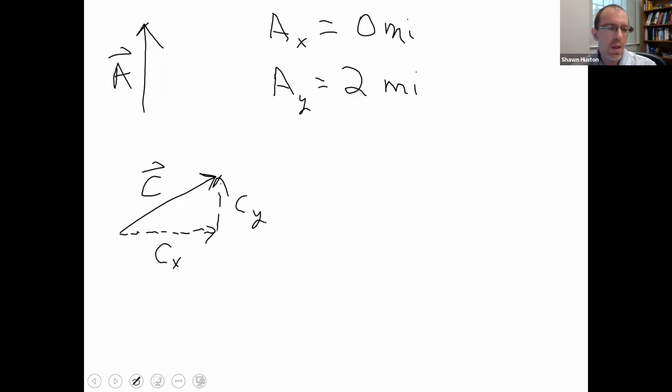All right. We were told that vector C has a length of 3.5 miles, and we were told that vector C is at an angle of 25 degrees. Whoops, there's that funny thing again. I don't know why it's doing that. There we go.